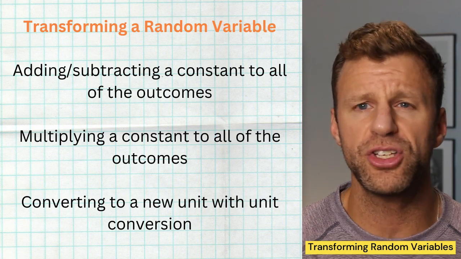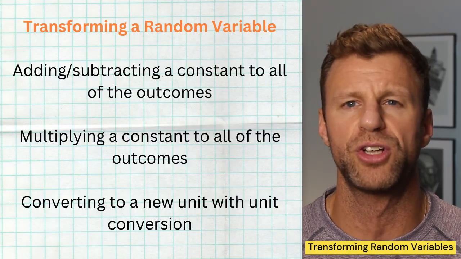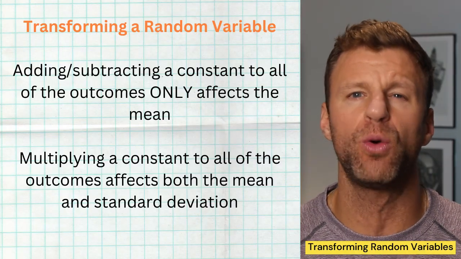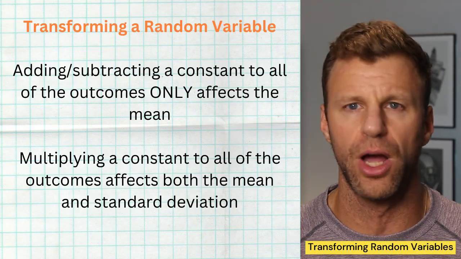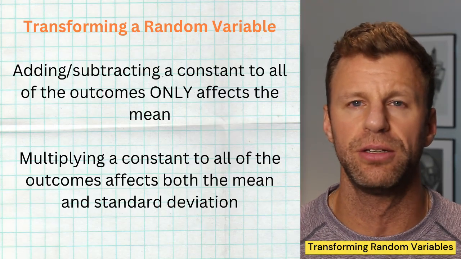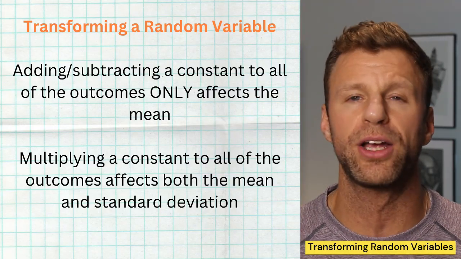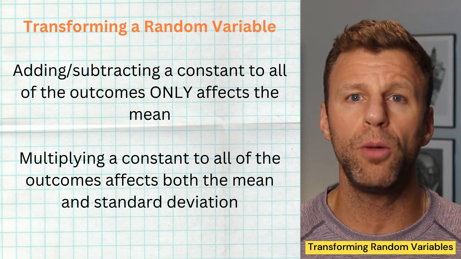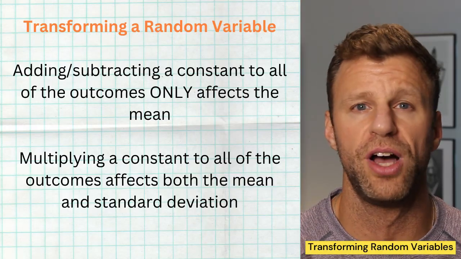Now, how does transforming the random variable affect your mean and your standard deviation? Because that's usually a typical big question on the AP exam. Well, first, adding or subtracting a constant to all of your outcomes will only affect the mean. So if you're adding 9 to all of your values, then the mean is going to go up 9. But the standard deviation will not be affected by addition. Standard deviation will stay the same if you're adding or subtracting a constant to all of your data. However, multiplying a constant to all of your data will multiply the mean and the standard deviation. So both mean and standard deviation are affected by the multiplication of a constant to your data.